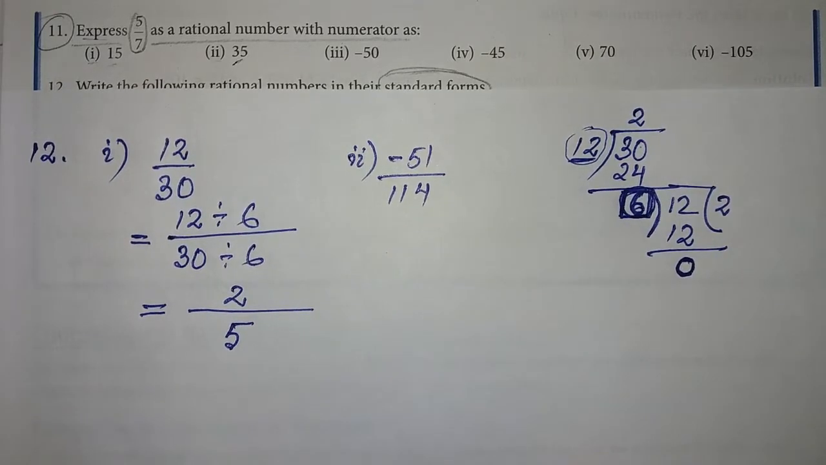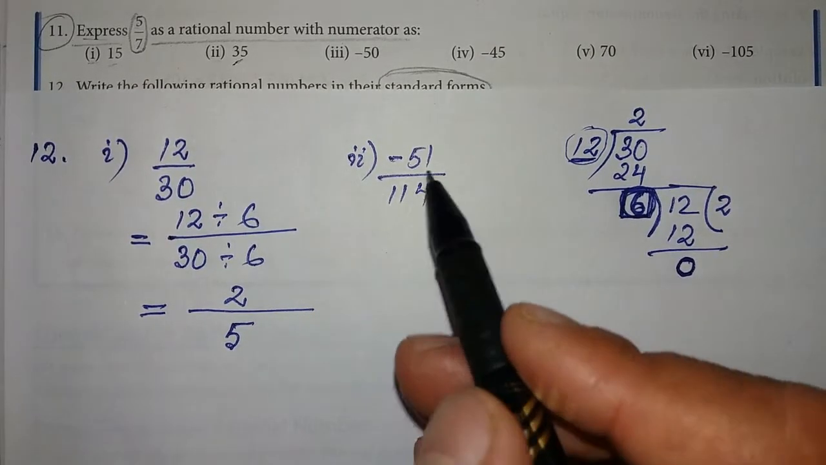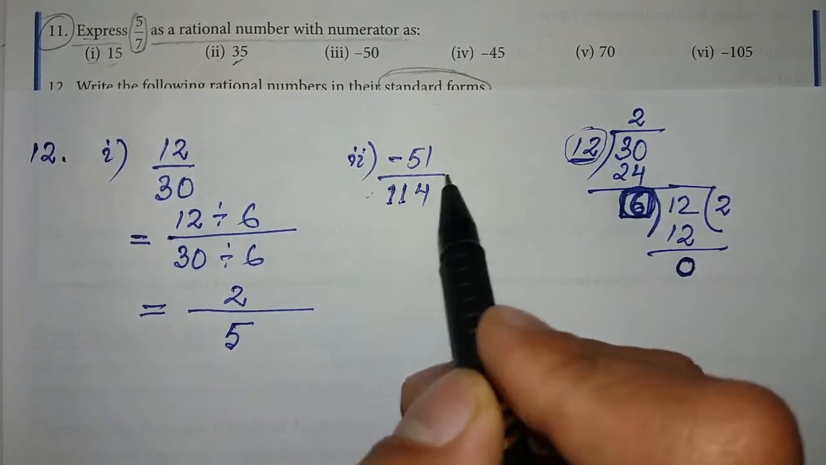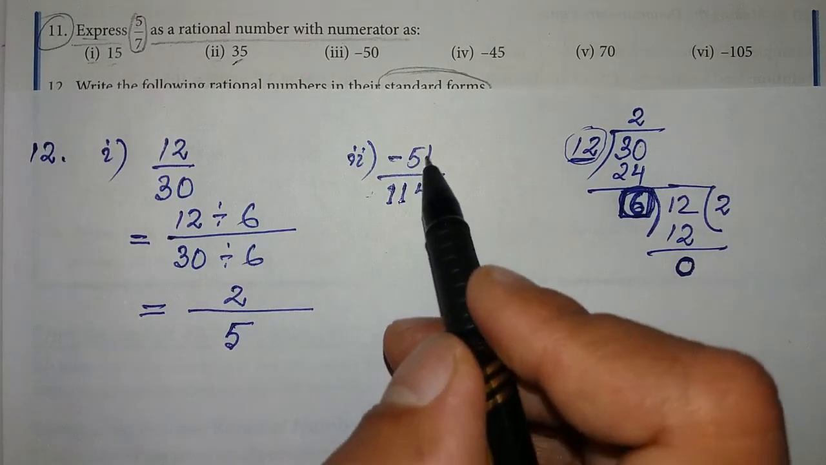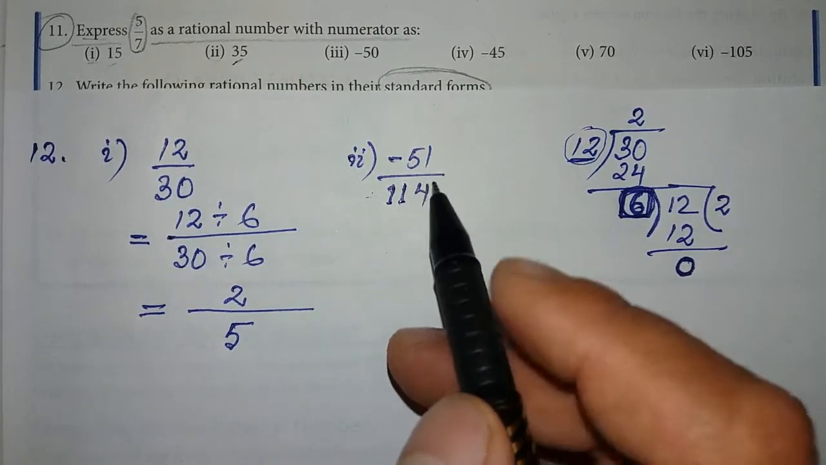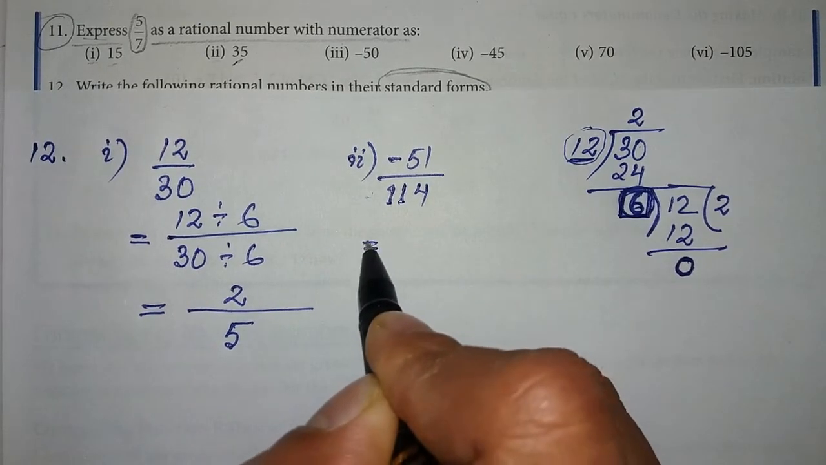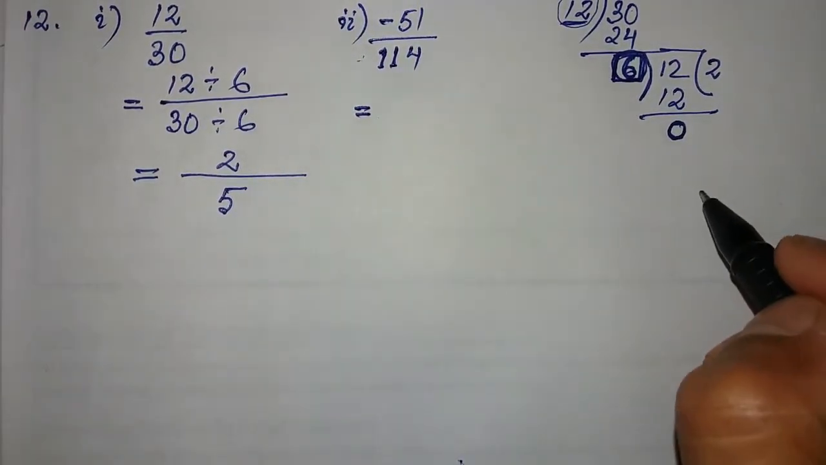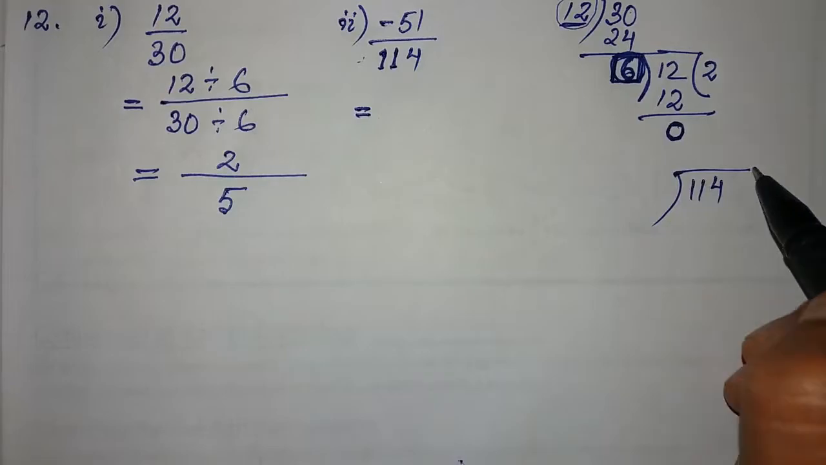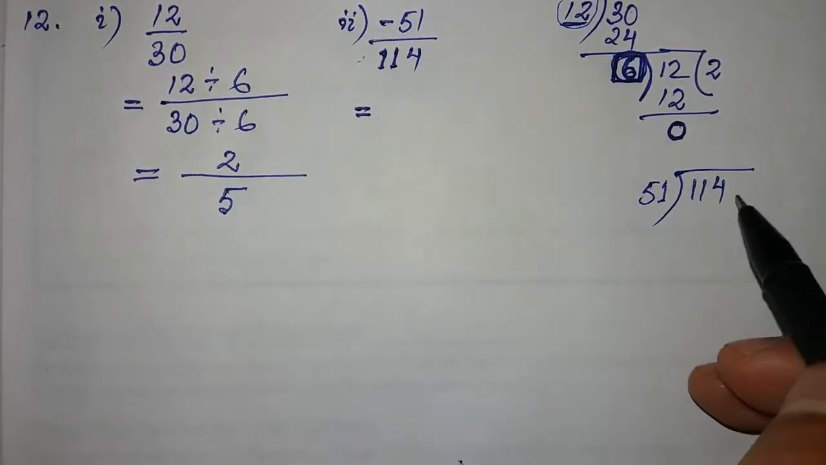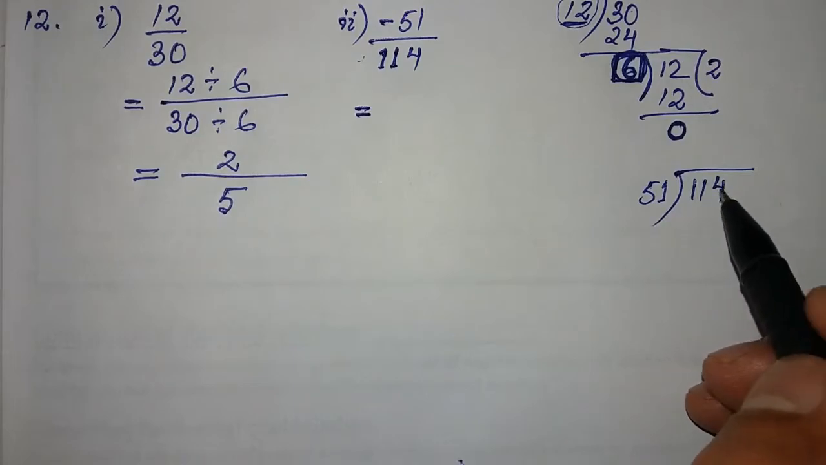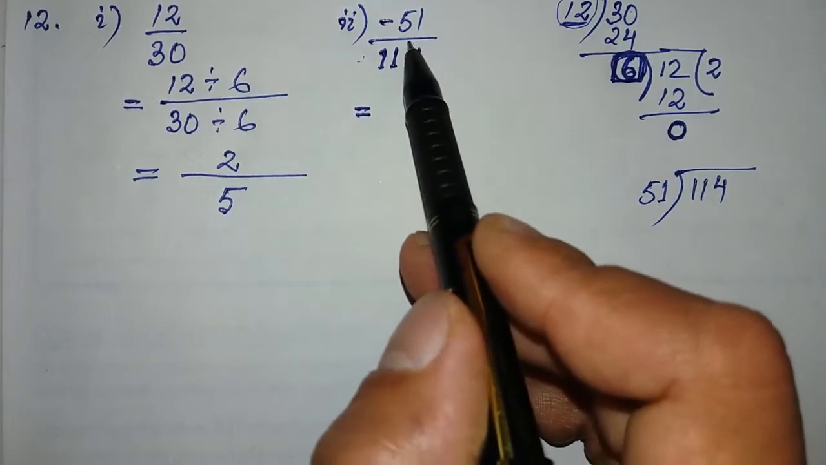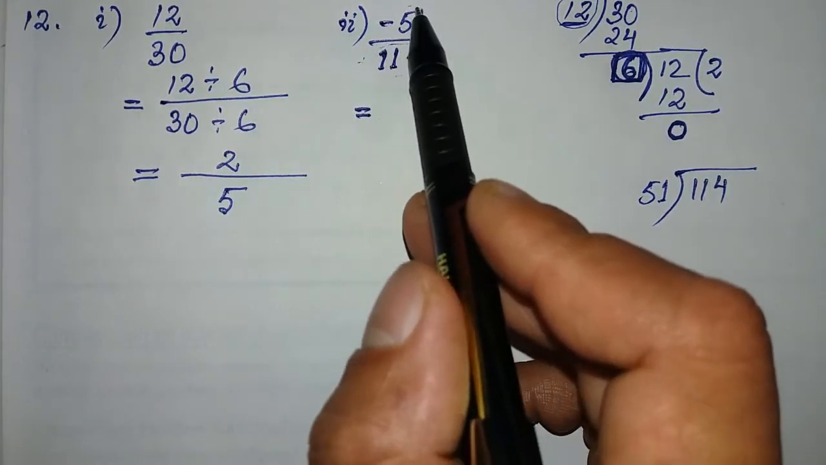Now here again, this is not in lowest term. Of course the sign of the numerator is plus, so the first point is okay, but the second point, this is not in lowest form. So let's find out the HCF of these two numbers. So 114 divided by 51. You have to remember, you have to divide the bigger number by the smaller number. Don't worry about the sign. You forget about the sign. 51 is the smaller number.